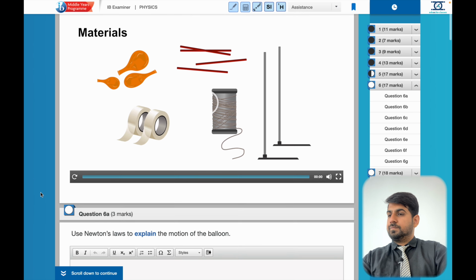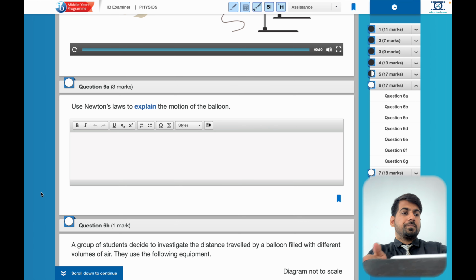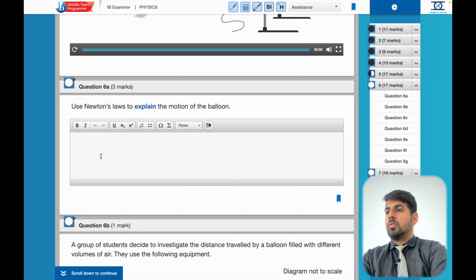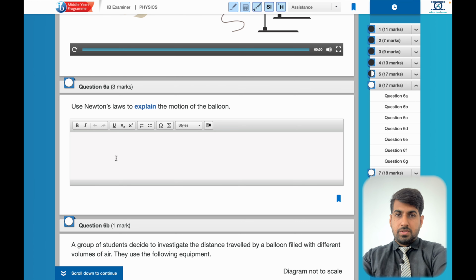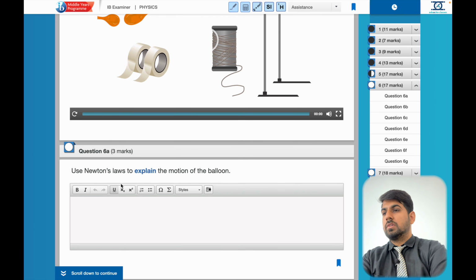Okay. Now, if you look at question number 6a, use Newton's laws to explain the motion of the balloon. Now, there are 2 ways to answer, either using Newton's second law of motion or the third law. I will write it down, it is more inclined towards the third law. So, to explain the motion of the balloon, let me write it down and then we will discuss.